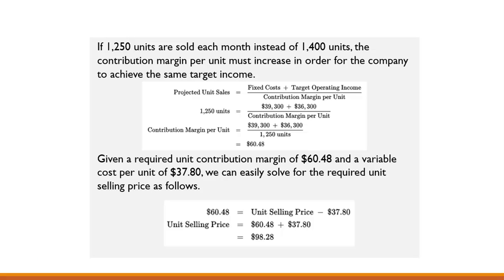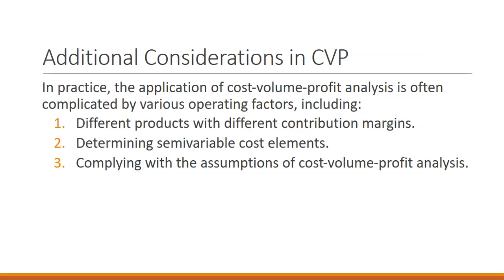So what we're looking at here is if we have fixed costs of $39,300 from the increased $1,500 a month, and we're still hoping to make that $36,300 for 1,250 units, we now need to change our contribution margin from $52.50 per unit to $60.48 per unit, which would require us to raise our unit selling price from $90 a unit to $98.28 per unit.